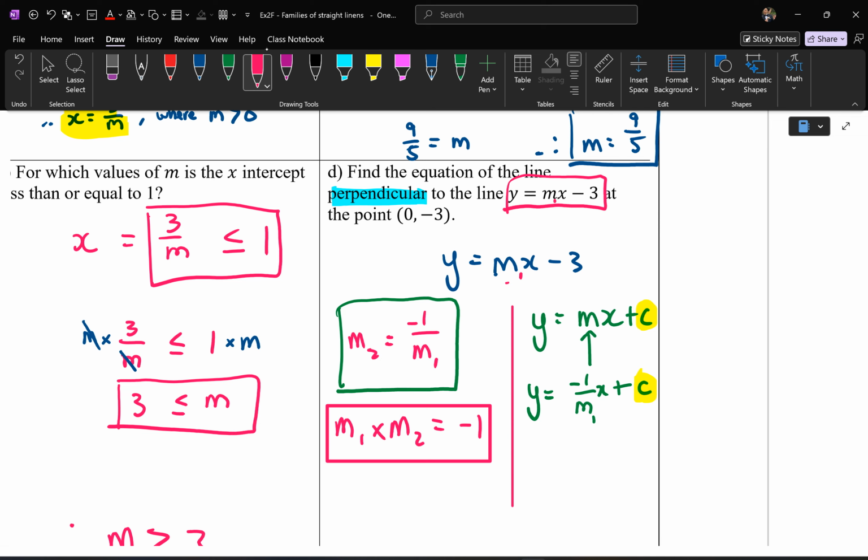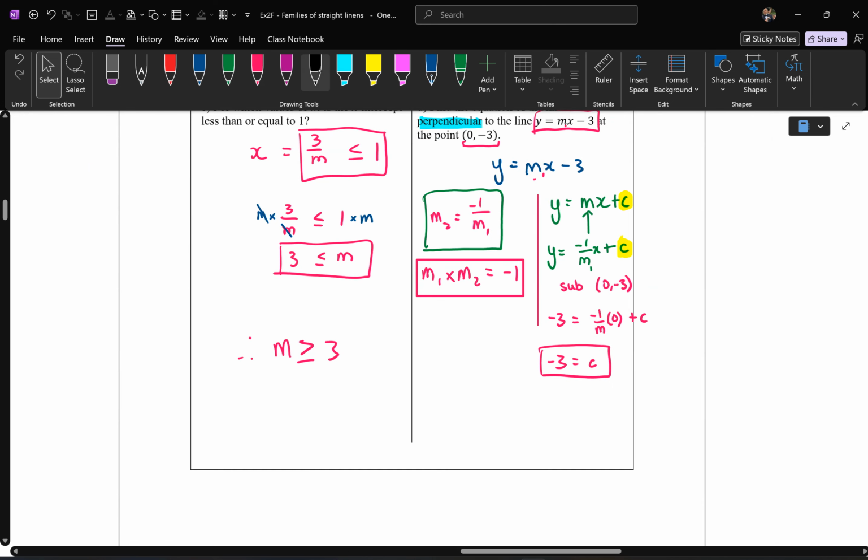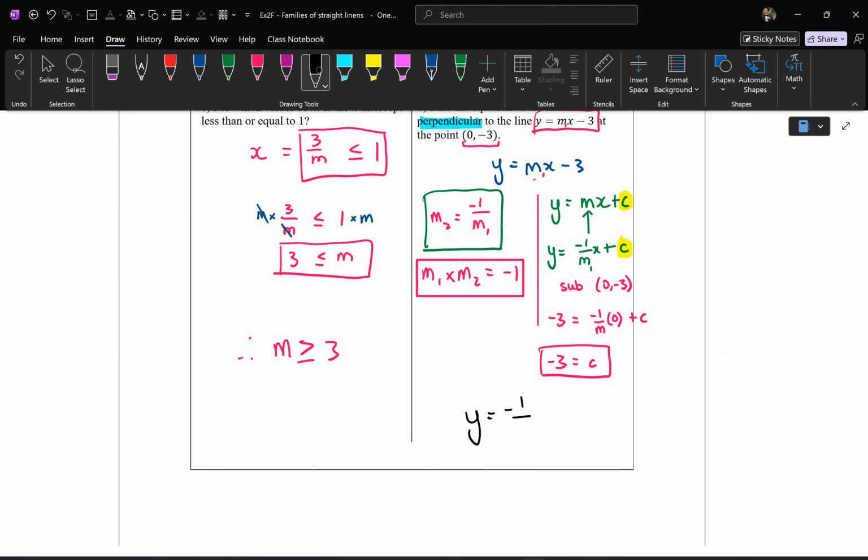So we've been given the point, but you've even realized that that's actually the y-intercept. x is equal to 0, so the y-intercept is negative 3, so we know that c has to be minus 3. But if you didn't know that, you can still sub in (0, -3) to solve for c. If you sub it in, negative 3 is equal to negative 1 on m1 times 0 plus c, but 0 times anything cancels out, so c equals negative 3. So what's your perpendicular equation? The perpendicular equation must be y is equal to negative 1 on m x minus 3.